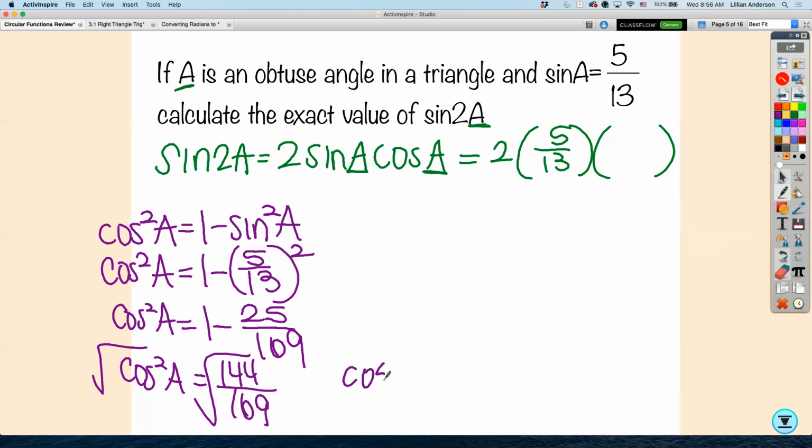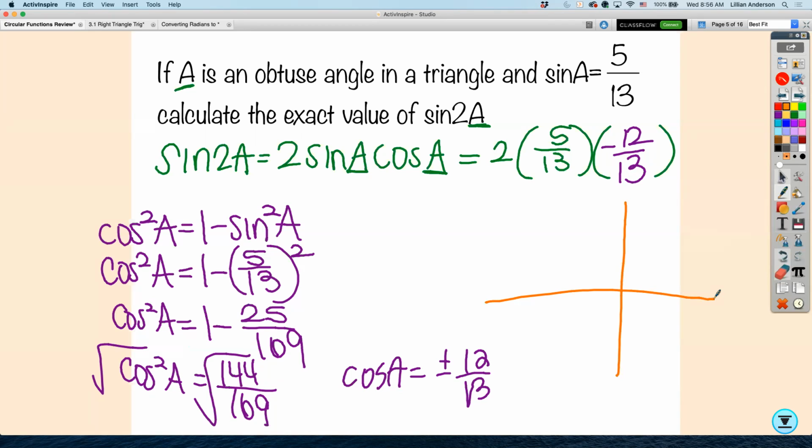What are you forgetting? And this one is definitely important, that plus or minus, because which one is it? Don't you have to think about what's hard right now? It's negative because it's obtuse and cosine would be to the left. Exactly. It would be the negative. If you think about it inside of a coordinate plane. Oh, it's an obtuse.